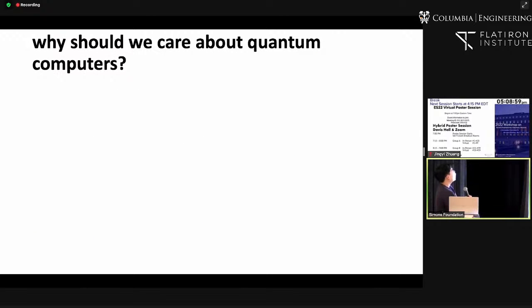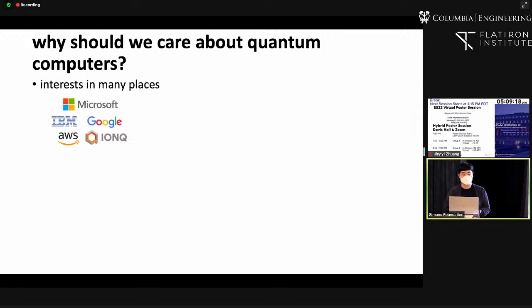Before I go on, in the previous talk we heard some things about why one should care about quantum computers, but let me give you a brief sense in one slide why I think we should all care. As you probably realize, there is a lot of interest in many places. Lots of big players in industry are trying to build quantum computers right now. And not just industry, it's also our government, wanting to start a national quantum initiative.